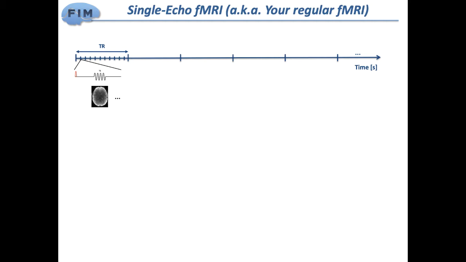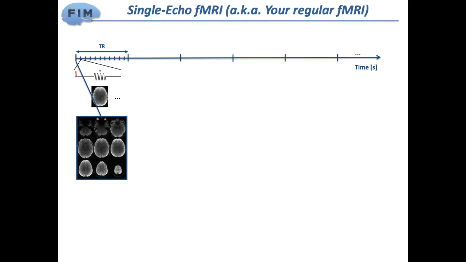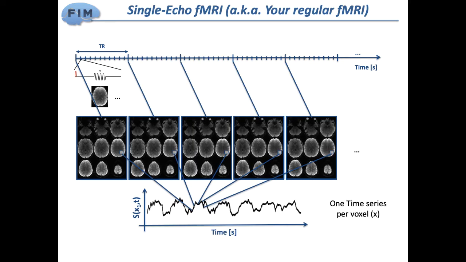We open the readout window at a time called the echo time, which is the distance between the excitation pulse and the center of the readout window. We do that for each of the slices, we do it across time, and the final result is we have a single time series per voxel that we acquire at a given echo time that hopefully we chose in a smart way so that it maximizes BOLD contrast on average across the whole brain.